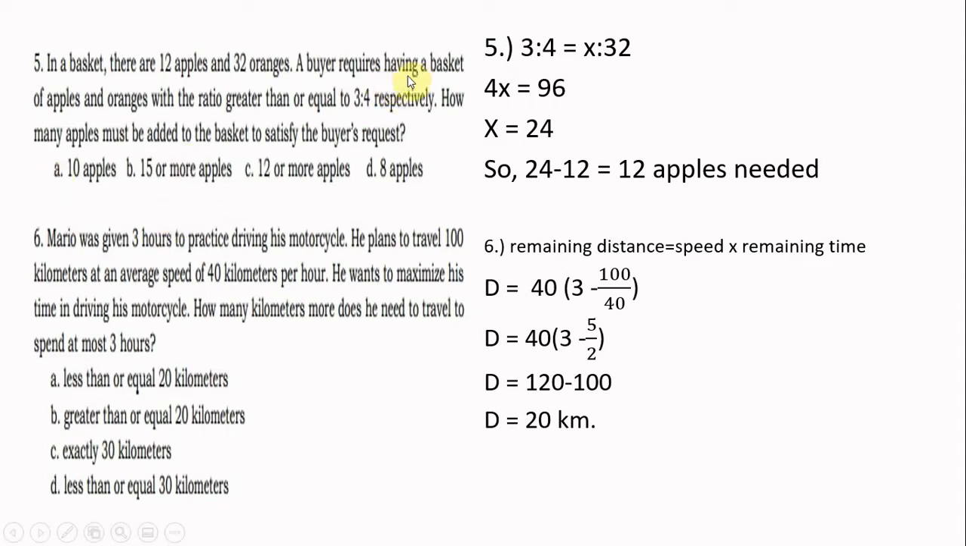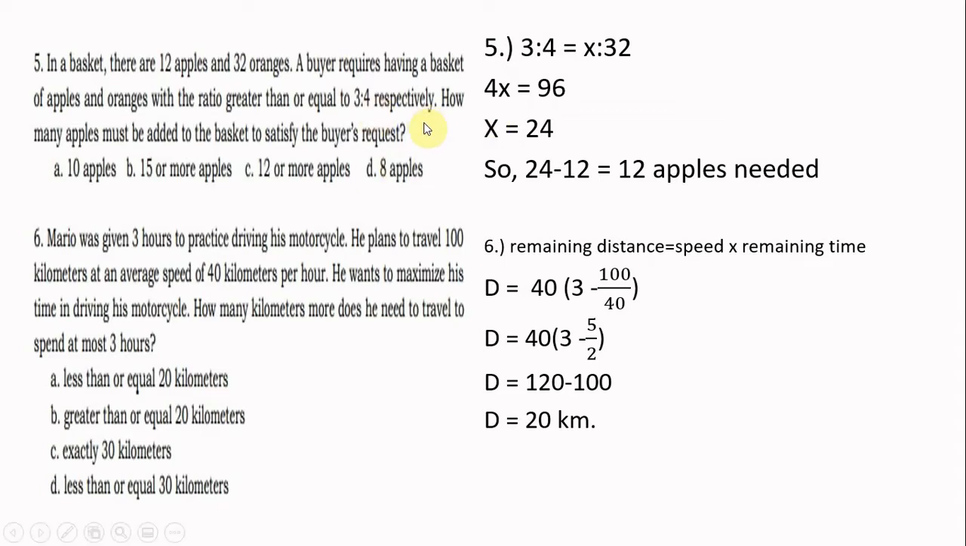A buyer requires having a basket of apples and oranges with a ratio greater than or equal to 3:4, respectively. How many apples must be added to the basket to satisfy the buyer's request? So, if we are to ratio 12 apples and 32 oranges, it is not equal to 3/4. Now, because the customer is always right, we will always attend to the request of the customer.